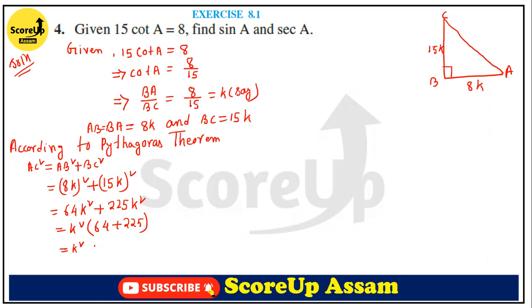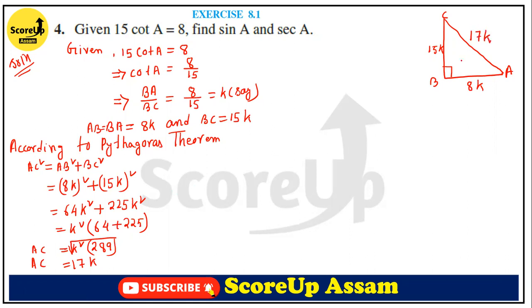289, right? Okay, 289. Yes. Now what? 17K. Yes. Now it will be 17. So SE will be what? 17K. So root of 289 is what? 17. Okay. Now we have found the value of SE is 17K.